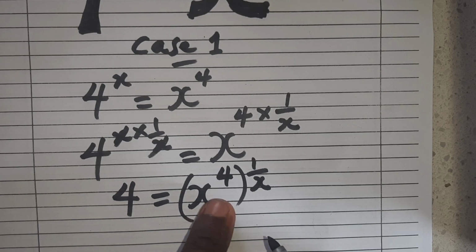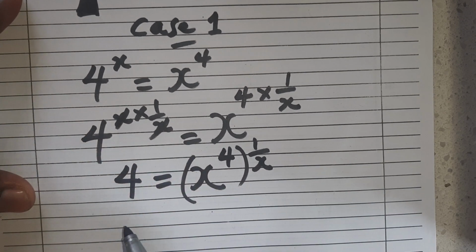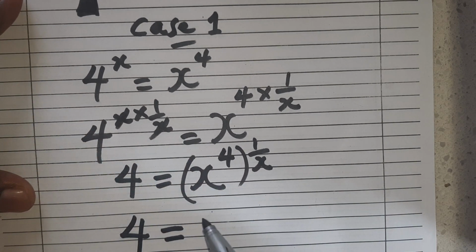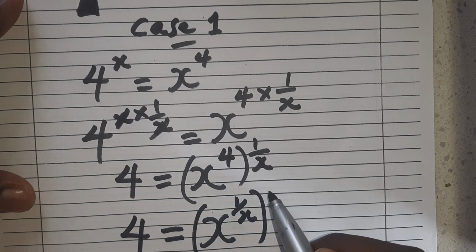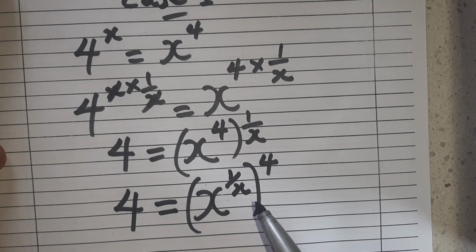And then, because the power in here and the power outside here, they are commutative, I can swap them. So I will end up having 4 equals x raised to the power 1 over x coming inside and the 4 staying outside. It doesn't matter, when you multiply them, you still get the same value, which is 4 over x, since they are commutative.